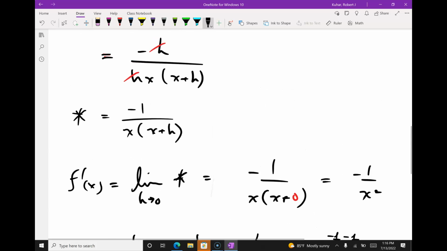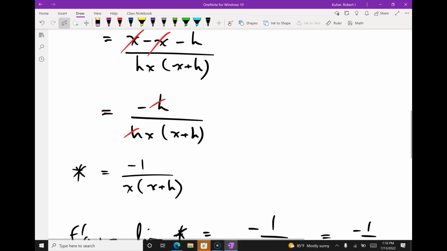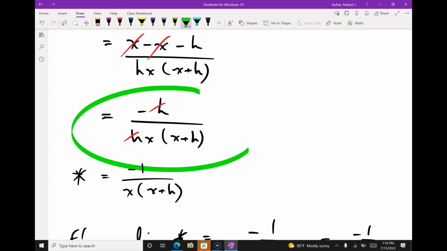Notice what is happening here in this line. What do you see that's happening? What's happening there? And why is it essential that it happens? The h's cancel, right? So why is it essential? Because if I let h go to 0 before I cancel them, I get 0 over 0.